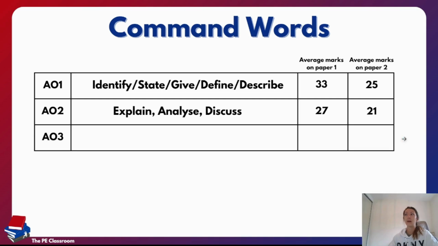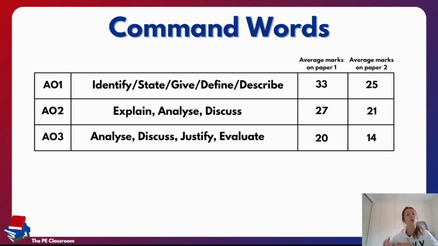And again, they are roughly worth 27 marks on paper 1 and 21 marks on paper 2. And then your AO3 questions tend to be analyse, discuss, justify or evaluate. So they are, again, like I said, harder questions, more in depth, and they require you to show more skills. And again, typically these are on paper 1 average of 20 marks, and on paper 2 14 marks.